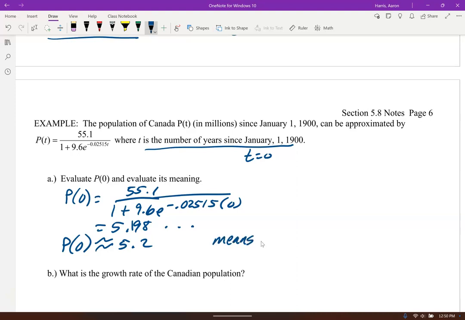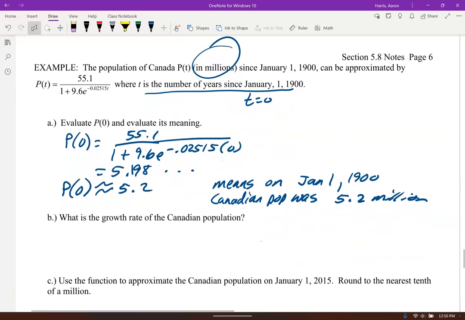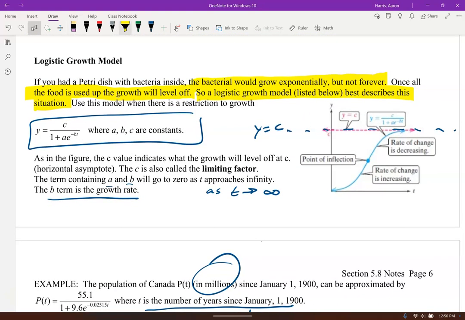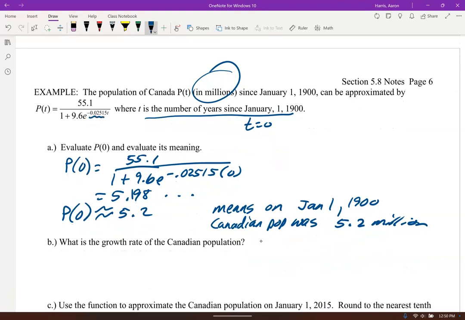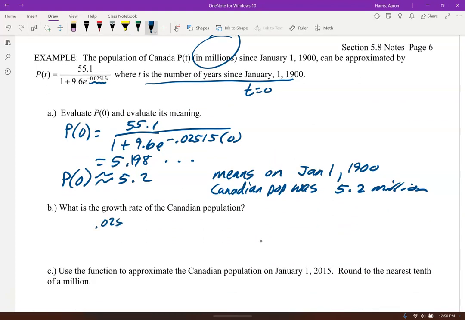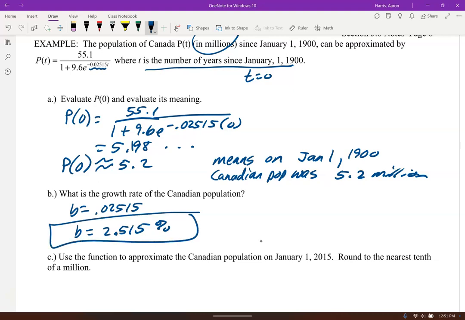So this means on January 1st, 1900, the Canadian population was, remember this is in millions, 5.2 million approximately, right? Well, what's the growth rate? The growth rate is the b value, if you remember up here. That's the little b right there, the value that follows the negative. So in this case, 0.02515, that's our b. So our growth rate is 2.515%. Right, change that to a percent there.